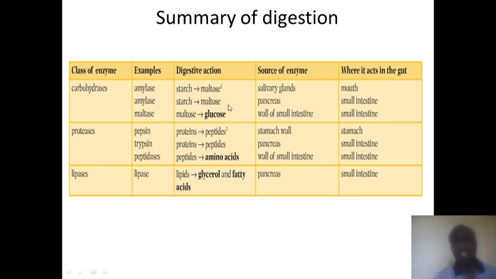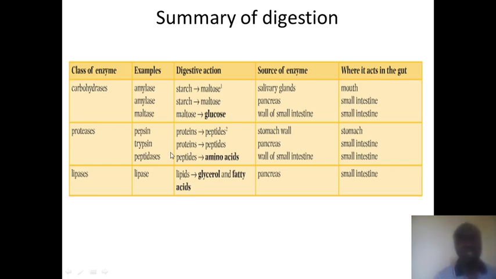Also in the small intestine, if there is any starch which was not broken down by amylase in the mouth, it will be broken down to maltose. There is some amylase enzyme which is produced in the small intestine, which breaks starch that was not broken down in the mouth to maltose.